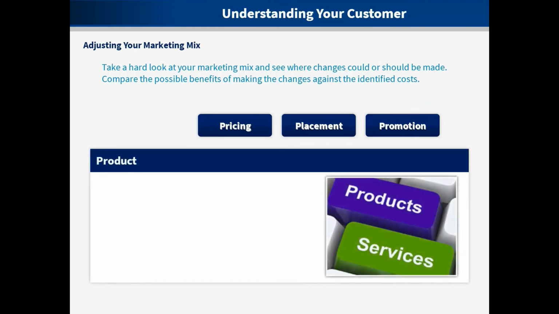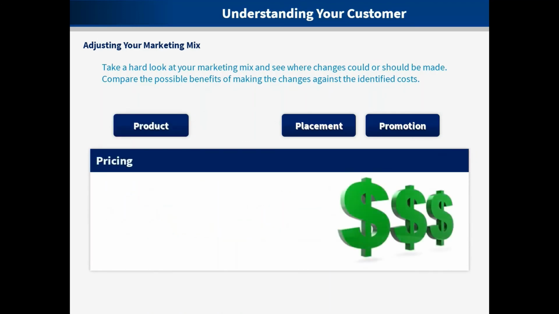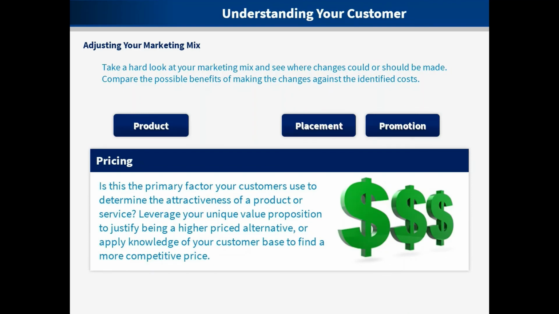Product. Use the data from identifying customers as a basis for evaluating your product or service. Can you adjust product features based on positive or negative feedback? Pricing. Is this the primary factor your customers use to determine the attractiveness of a product or service? Leverage your unique value proposition to justify being a higher-priced alternative, or apply knowledge of your customer base to find a more competitive price.